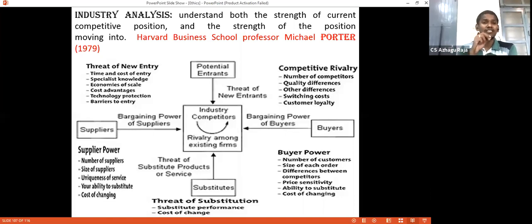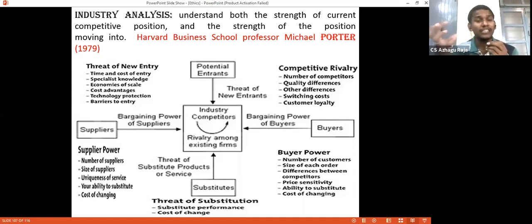So industry analysis basically talks about 5 elements, and these 5 elements are very important, because a question can be asked: who is a buyer? What are the elements to sustain in the market? You have to satisfy the buyer, you have to satisfy the supplier, and you also have to watch substitutes and potential entrants. So these are the threats you should concentrate on.